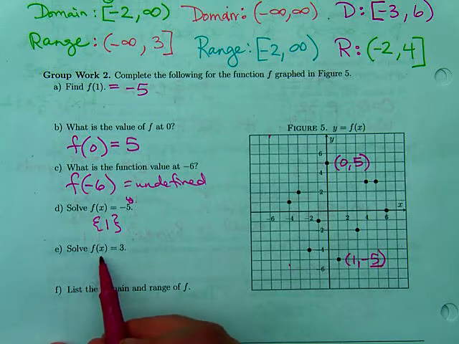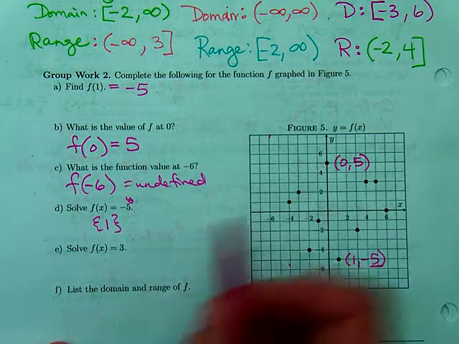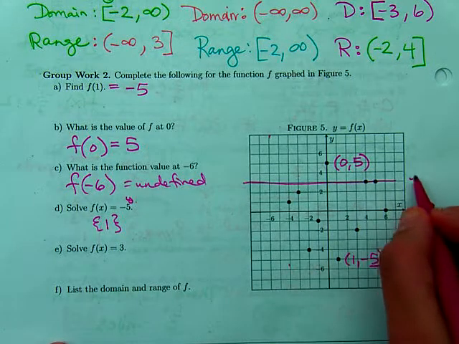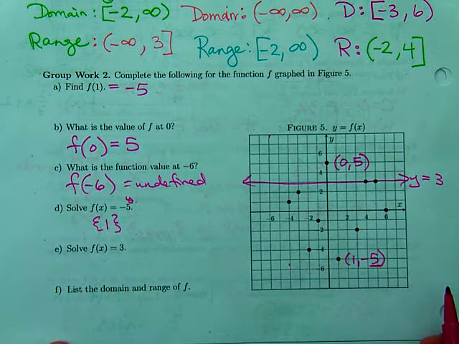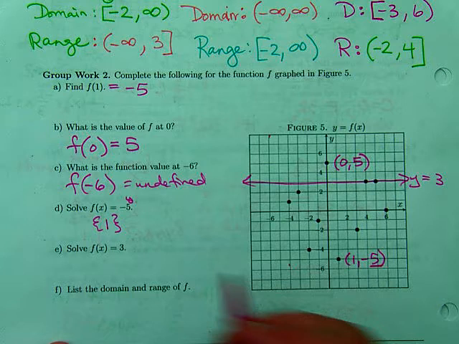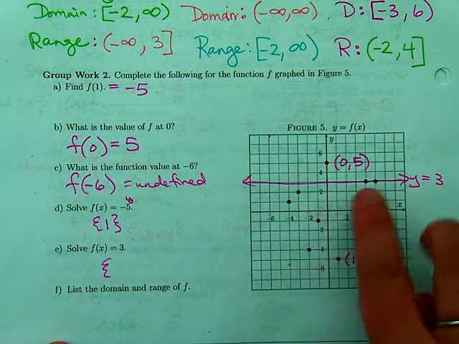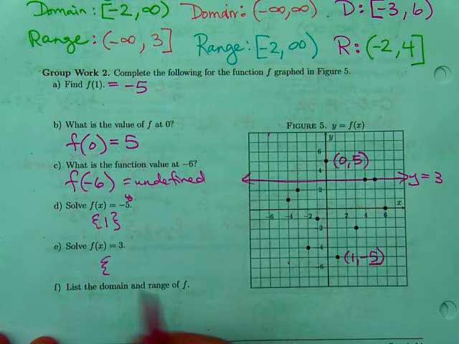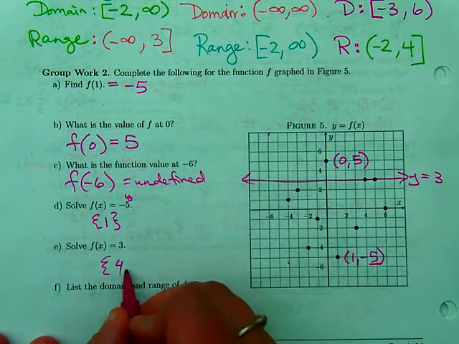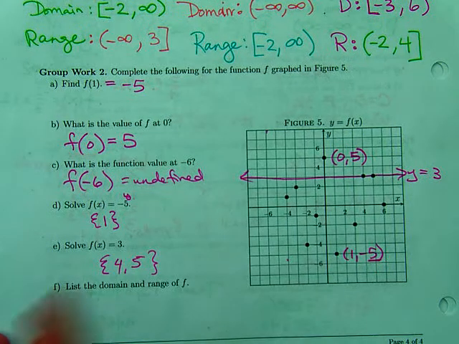All right, solve f of x equals 3. So that's where y equals 3. If I draw this line, y equals 3. The reason why I do that is because, remember, I could have multiple x values. I could have 2 different x values going out with the same y value. That's what I meant to say. So what are my solutions? Yes, 4 and 5. Y can repeat, x can't.